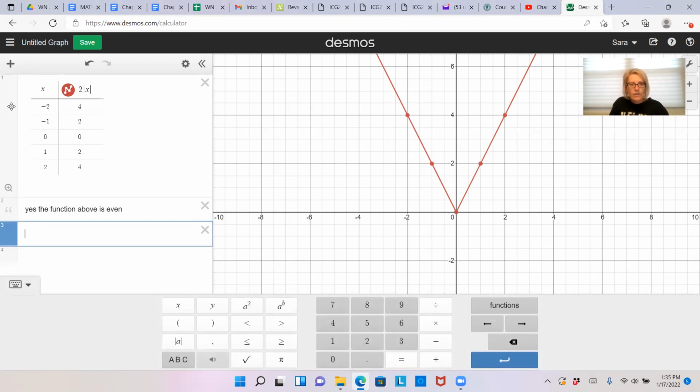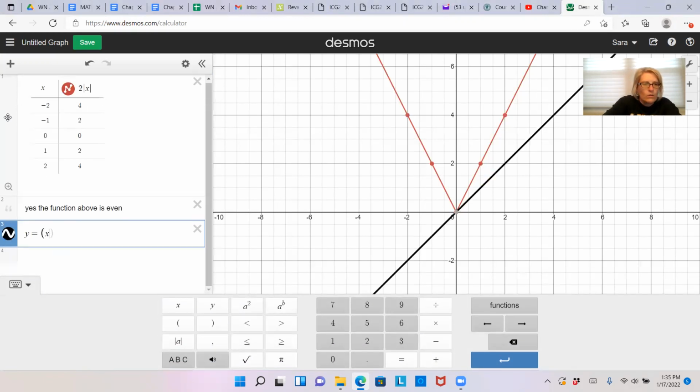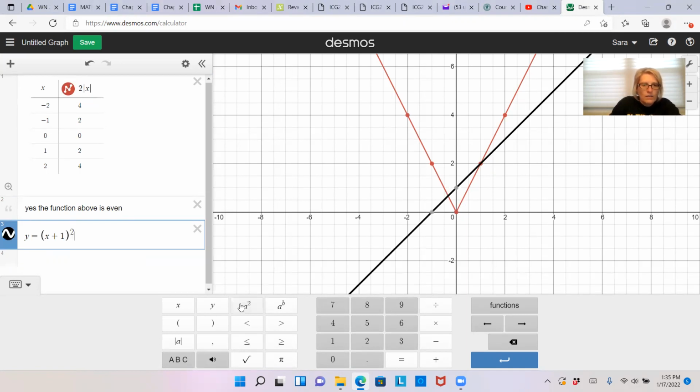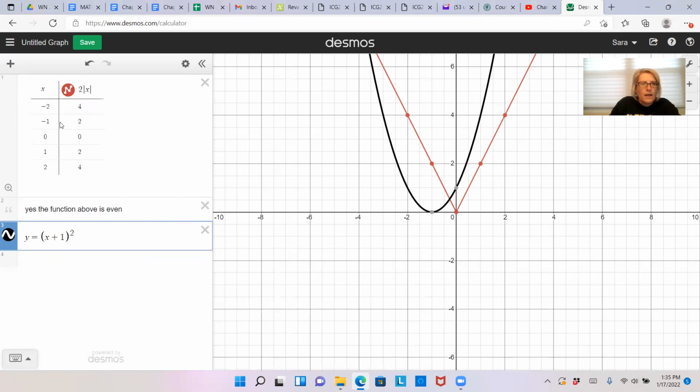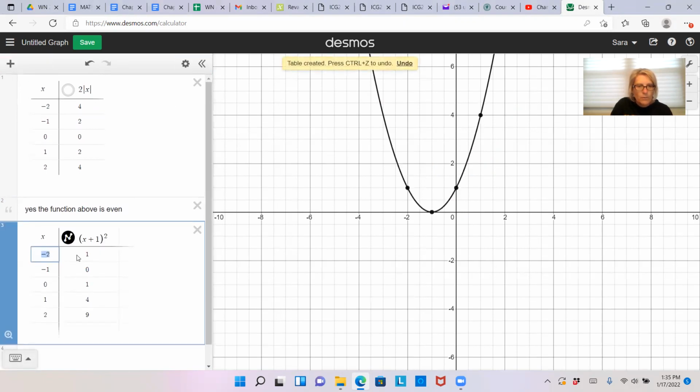Now let's look at the next function. Y equals, and then we have x plus 1, oops, x plus 1 squared. And I'm going to turn off my other function. This one, it's symmetrical, but it's not even. And we can look at the table here because a -1 produces 1, and a -2 produces 1, but a +2 produces 9. So they have to produce the same output.